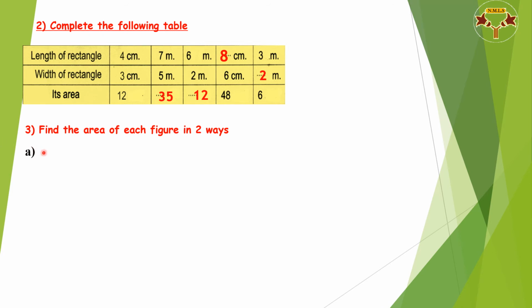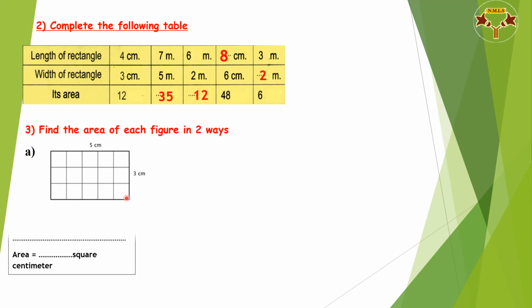Number 3, find the area of each figure in two ways. This is a rectangle because we have two different dimensions. The long one is the length and the short one is the width, okay? First way, we can say row by column, or by repeated addition.